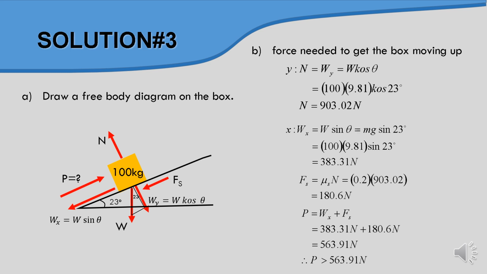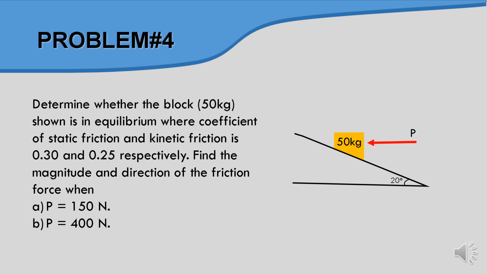563.91. Okay. So problem 4, we have a different also inclined plane, but in this case we give the value of P horizontal compared to this line. Okay, so it will produce an angle, if we refer to this plane. So the first thing given is a 50 kilogram block, and the static friction and kinetic friction coefficients are 0.3 and 0.25 respectively, and find the magnitude and direction of the friction. Okay, the first A is given P equal to 150, and B given P is equal to 400 Newton.